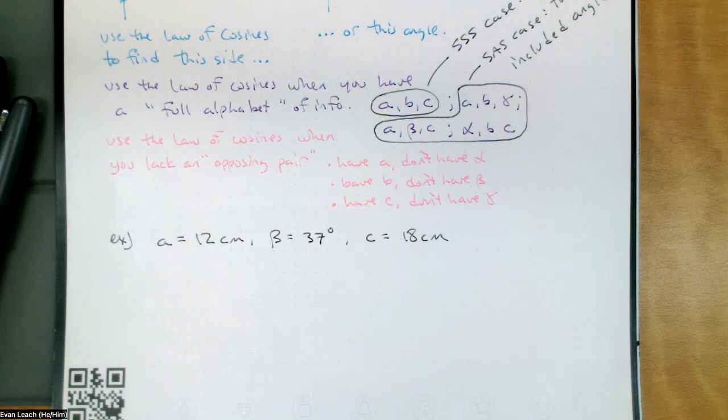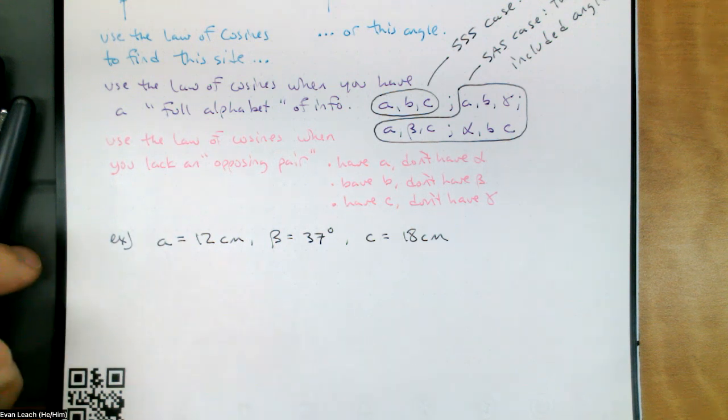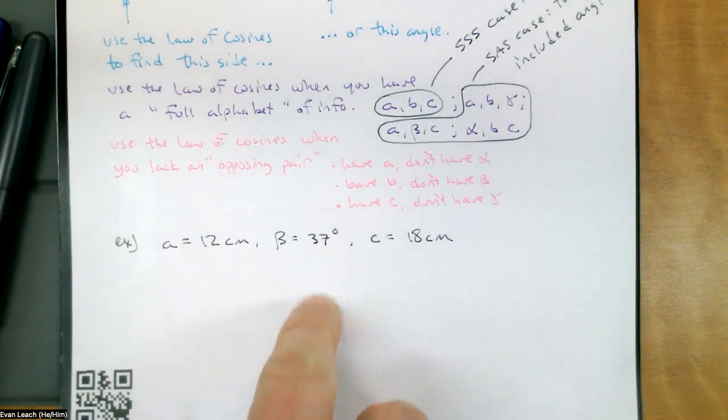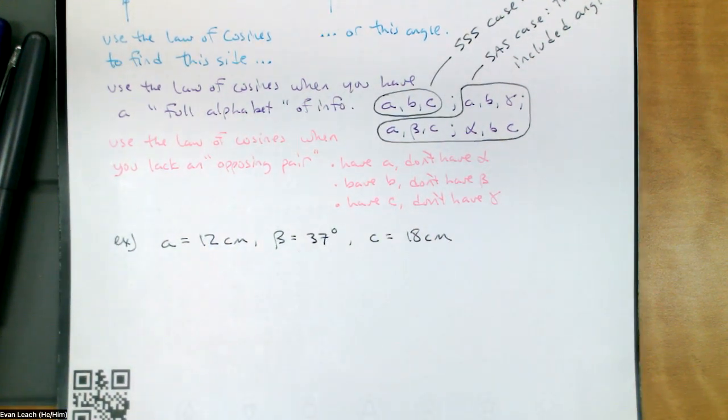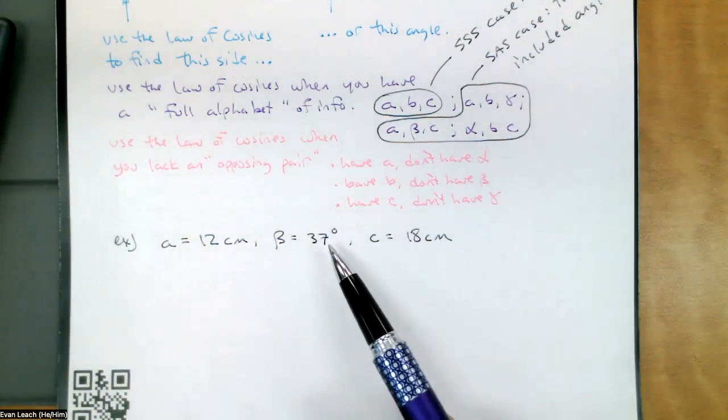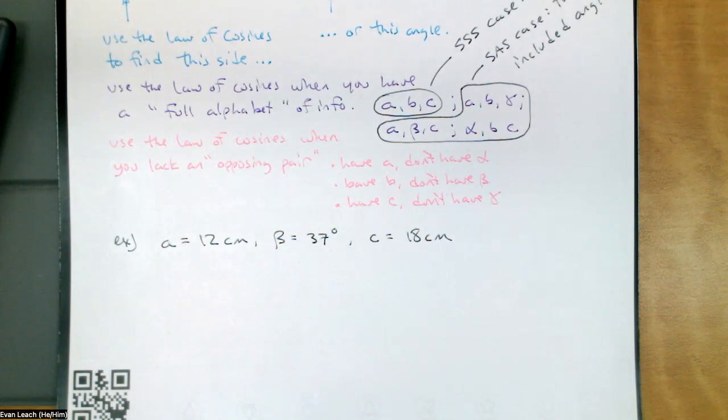Here's the other thing that we notice. We've only got one angle. Beta is 37 degrees. And I don't know B. If you've got one angle and you don't know the side opposite that angle, that's the next thing you should get. I'm going to write down the law of cosines that uses angle beta.